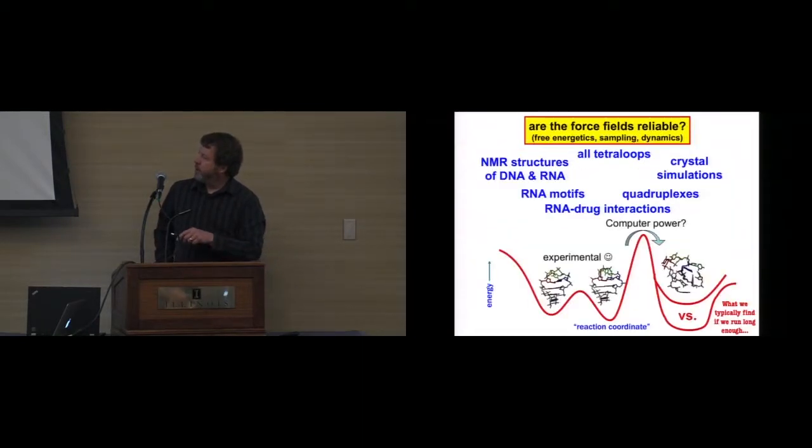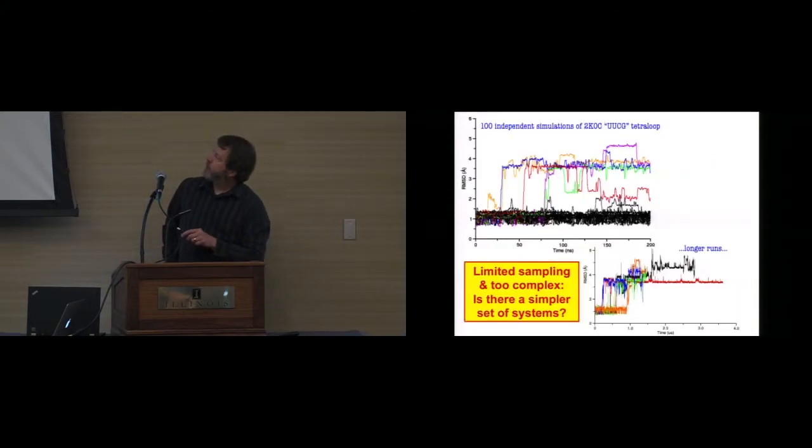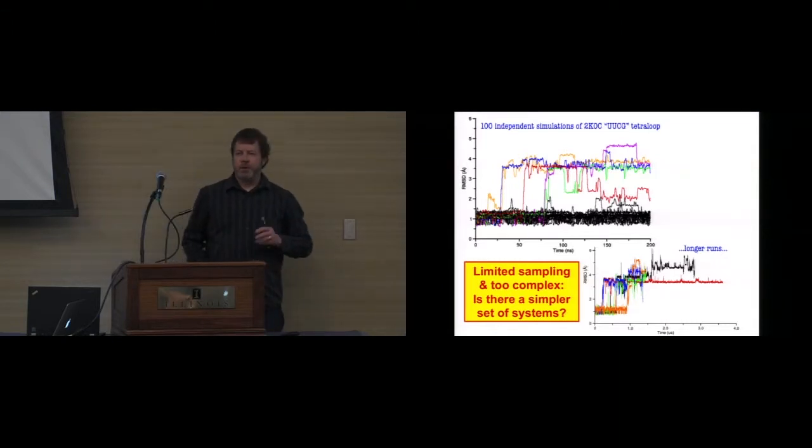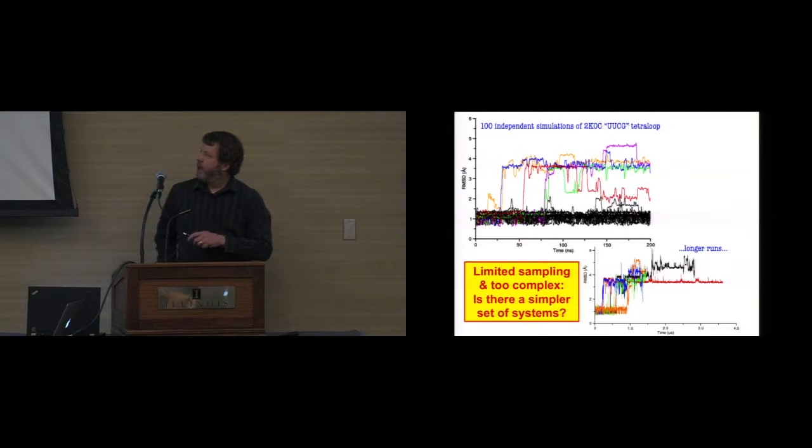I mentioned the problem. We typically run a simulation. It goes to something that's kind of not representative of experiment. A good example is UUCG tetraloops with whatever force field you want to run these days. But if we run a series of 100 independent simulations, you can see a bunch of them move far away from that starting structure, and they move to something that's not really representative, and they don't come back. This is the same on Anton, where they all run away by about a microsecond or so.